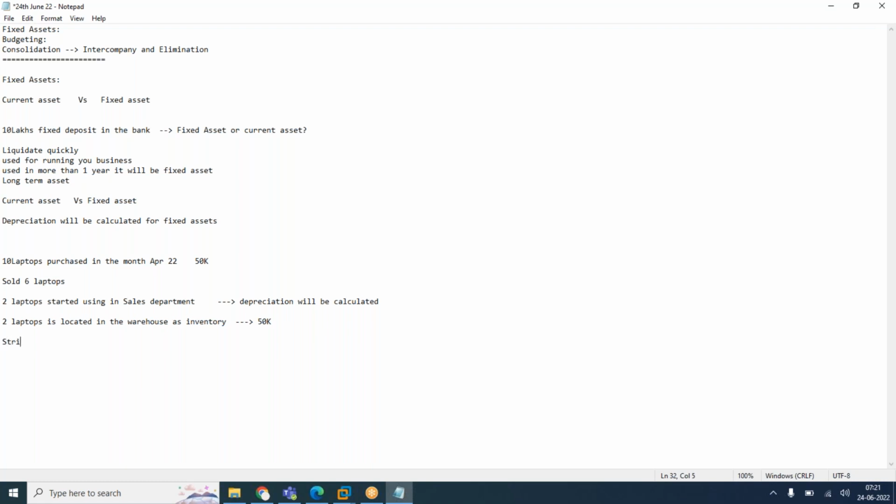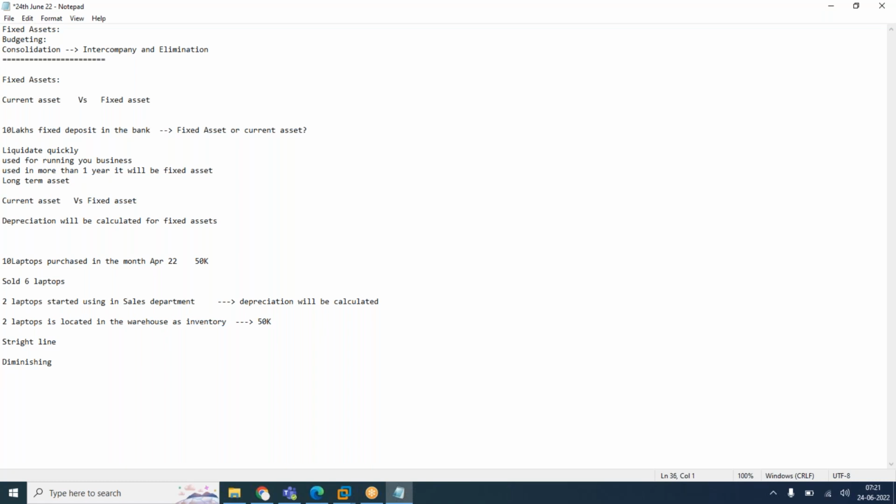Okay, straight line. So no one is speaking. Okay, straight line method, double declining balance method, diminishing balance method, sinking fund method. Any else? Diminishing method? Any other one? Sinking fund.